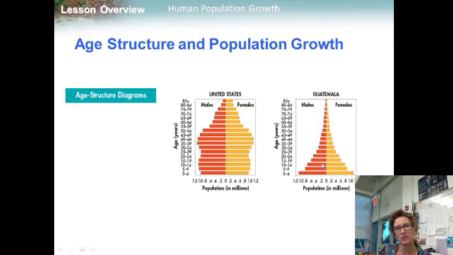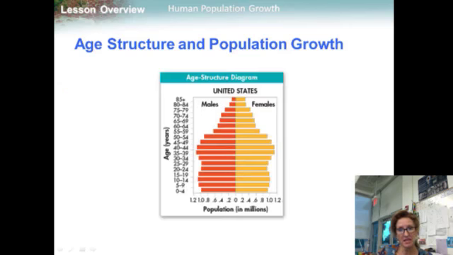These are what we call age structure diagrams. These diagrams compare the age structure of the U.S. population with that of Guatemala. These are the ages along here, and this is the population, and then you have it divided, of course, into males and females. In the United States, there are nearly equal numbers of people in each age group for quite a while. This age structure predicts a slow but steady growth rate for the near future.